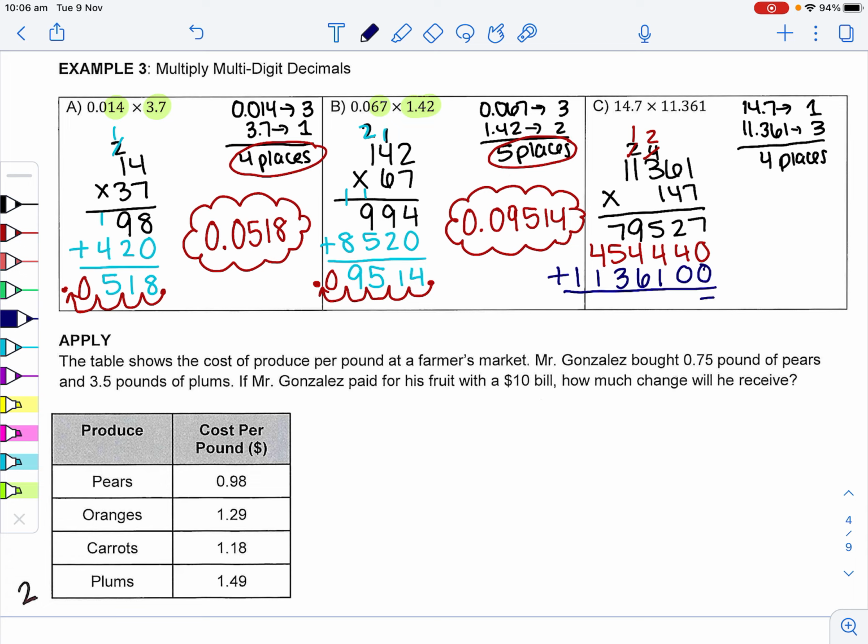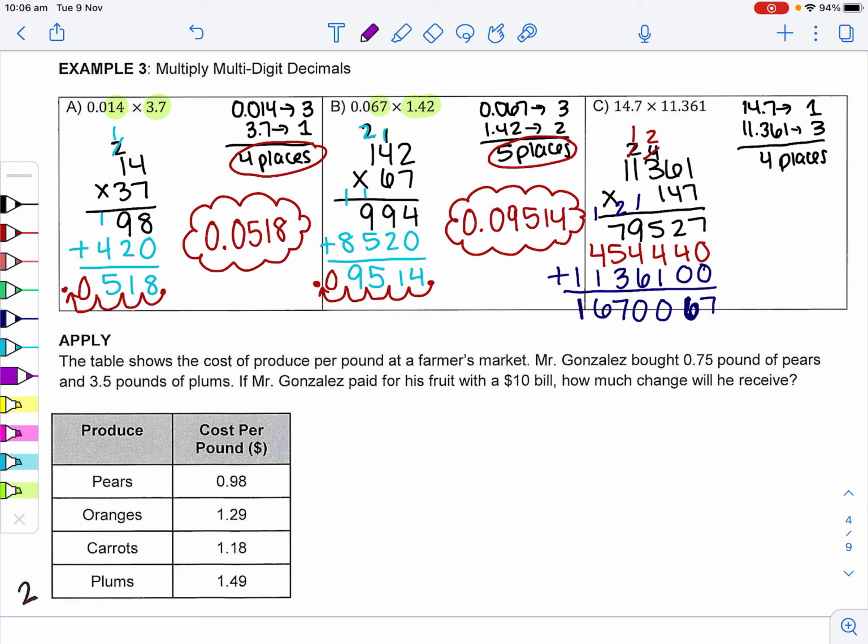7 plus 0 is 7, 2 plus 4 is 6, 5 plus 4 is 9, plus 1 is 10, 1 plus 9 is 10, plus 4 is 14, plus 6 is 20, 7 plus 2 is 9, plus 5 is 14, plus 3 is 17, 1 plus 4 is 5, plus 1 is 6, and then 1.